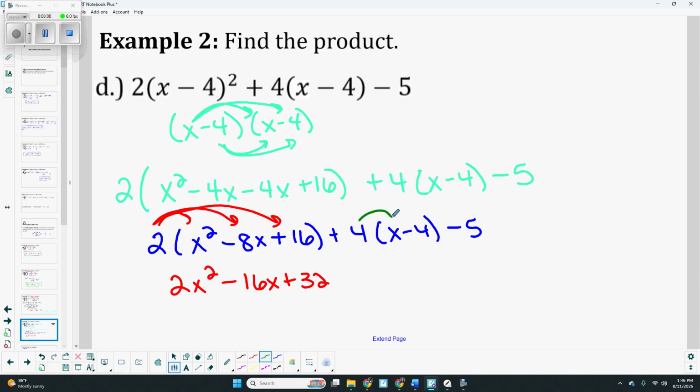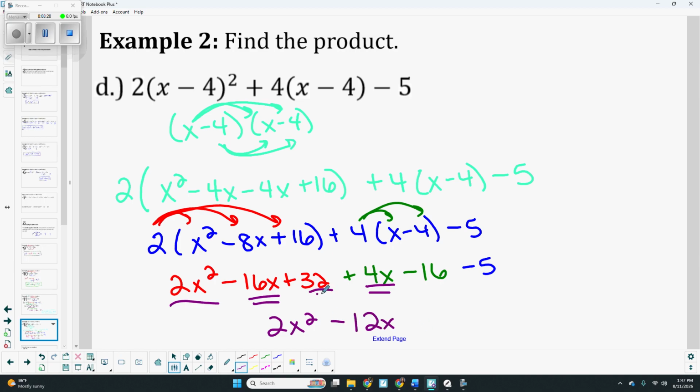And we're going to distribute this 4. So plus 4x minus 16. And then we still had the minus 5. So now overall, combining like terms, I have a 2x squared. I have a negative 16x and a plus 4x, so it'll give us negative 12x. I have plus 32, minus 16 is now plus 16, minus 5 is plus 11.